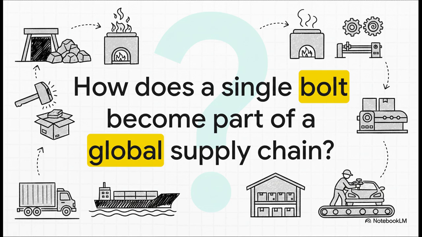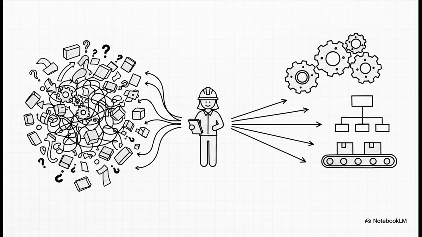You've got this one little piece of metal, but before it gets anywhere, it has to be designed, the raw materials have to be sourced, it's got to be forged, machined, tested, packed up, shipped, stored, all to arrive at a factory at the exact right moment. How does that incredibly complex dance happen flawlessly millions of times a day? Well, that's where the industrial engineer comes in.